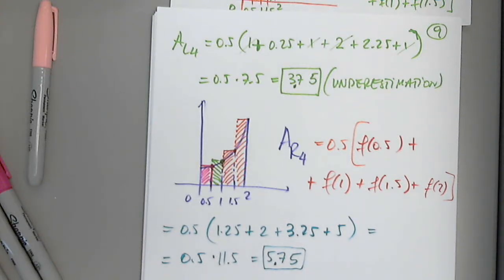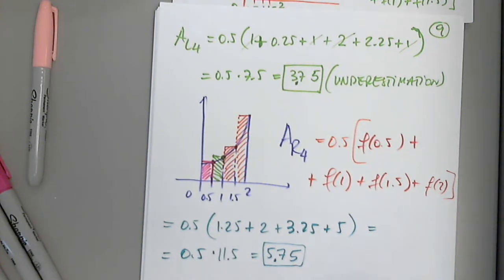Is this an underestimate or an overestimate of the correct exact area? Of course, because we have pieces that are not considered, right? They're not under the graph. Overestimate.